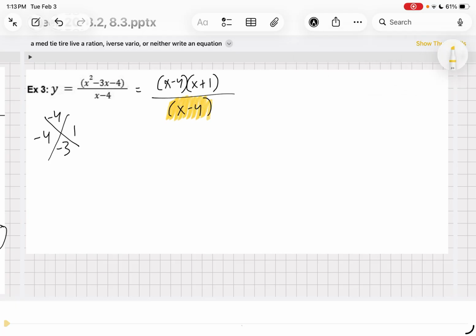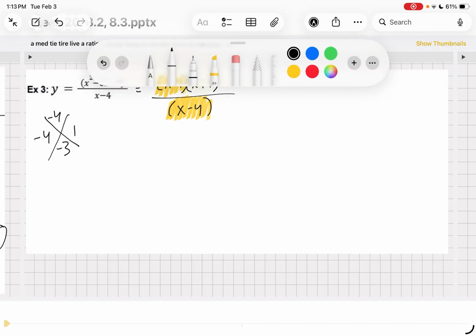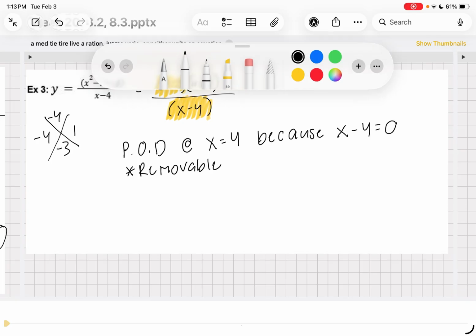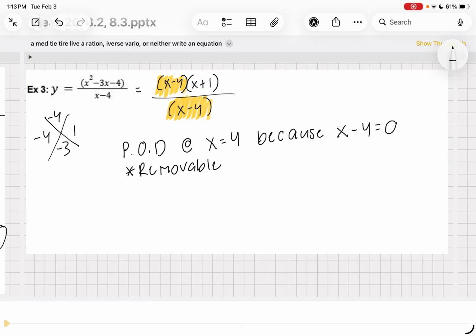The question is, is it removable or not? Well, it can cancel out with this, so that means it is removable, okay? So I have a point of discontinuity at x equals 4 because x minus 4 equals 0. When I solve it, it means x is 4, okay? And this is removable because I could factor it out since there's also that factor in the numerator, okay? So what is my domain? My domain is all reals except x equals 4, okay?